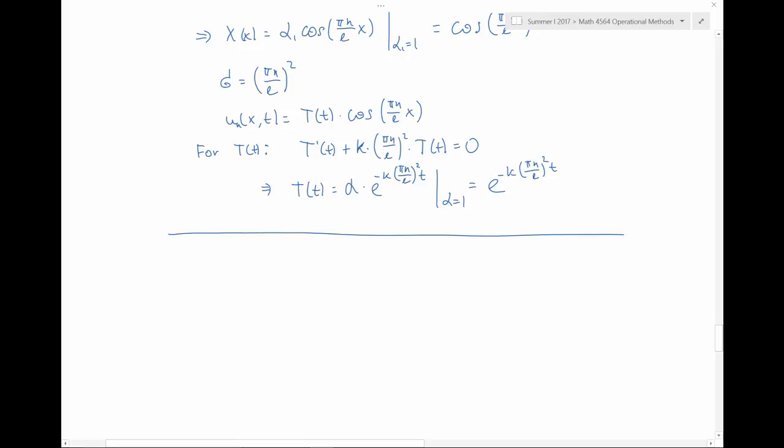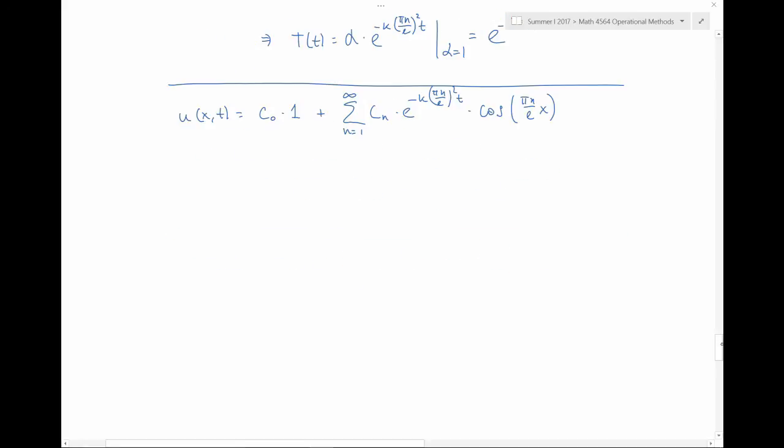Combining all of these results, this leads to u(x,t) being a summation of the terms. So we have just c0 times 1 coming from case 1, plus the summation as n goes from 1 to infinity of cn times e to the minus kappa (pi n over L) squared t times cosine of pi n over L x. Lastly, we need to address the question of initial conditions.